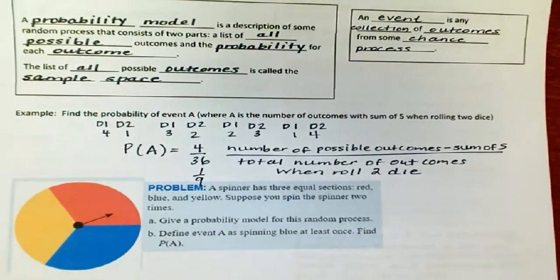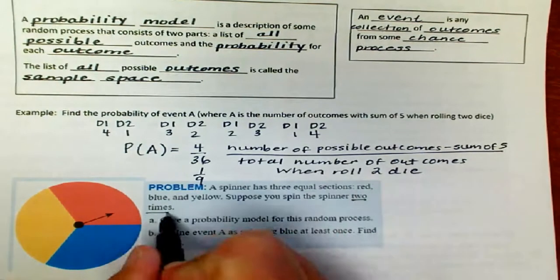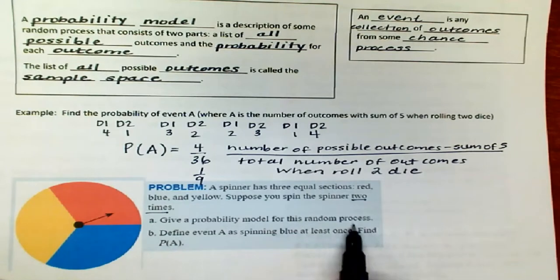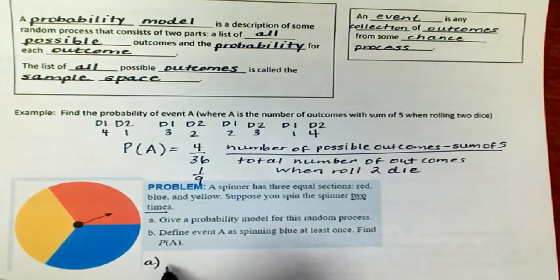All right, so the next example, on the next page. A spinner has 3 equal sections. You've got red, blue, and yellow. Suppose you spin the spinner 2 times. Give a probability model for this process. So we want to write out all the different possibilities that we could get if we spin the spinner 2 times. So this is going to be our sample space.